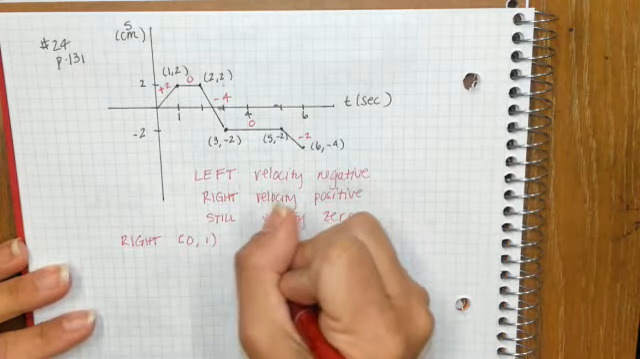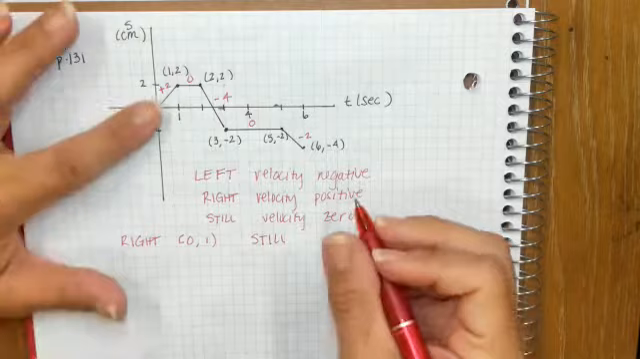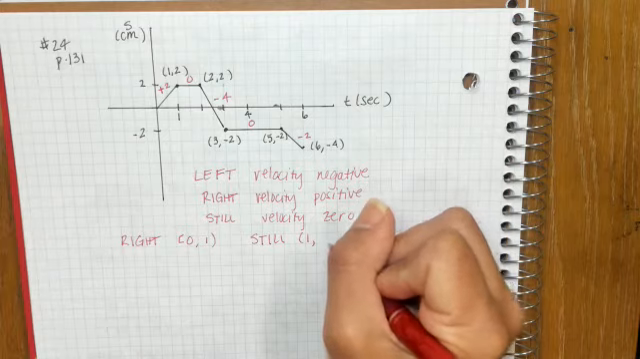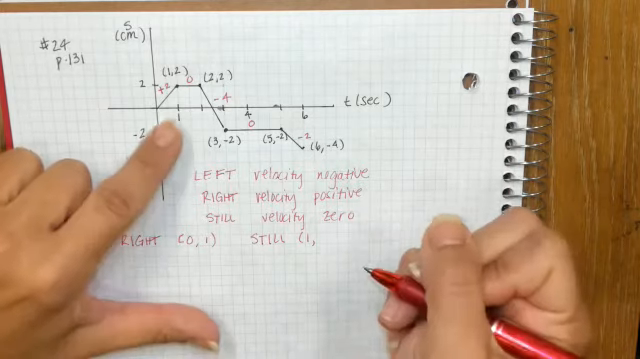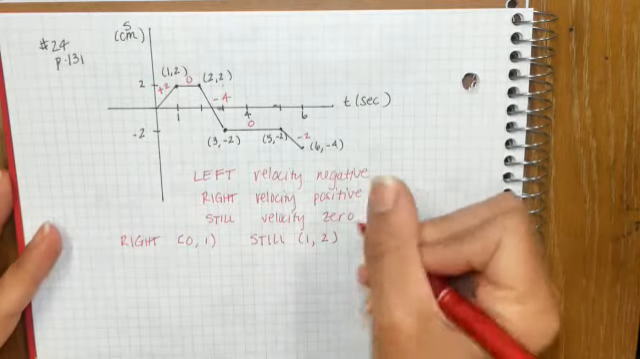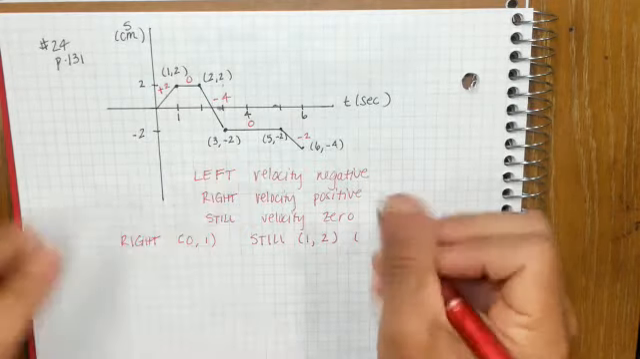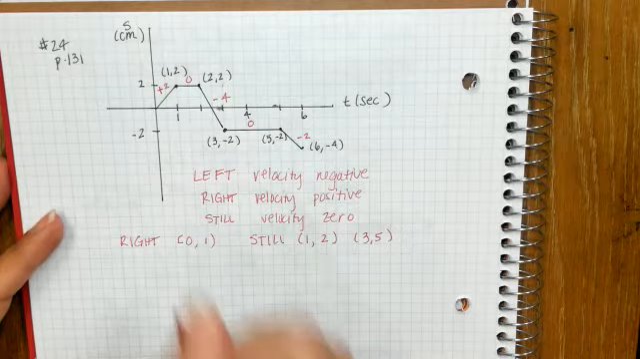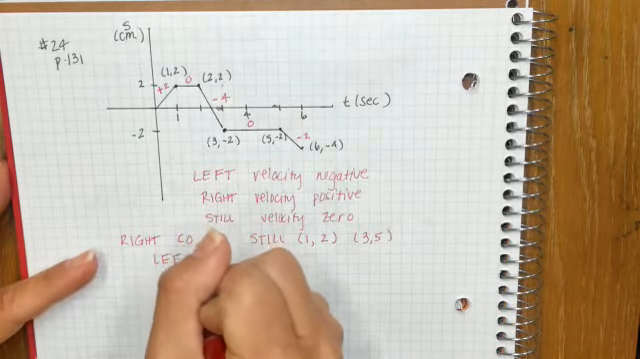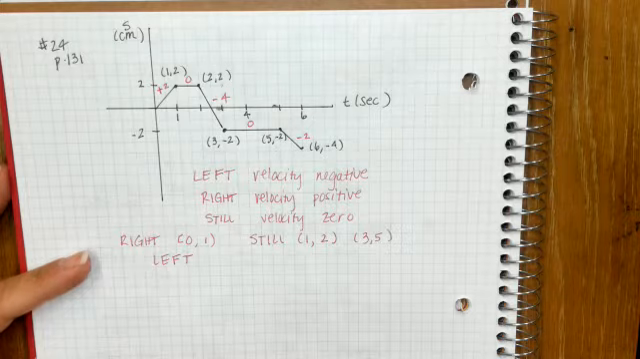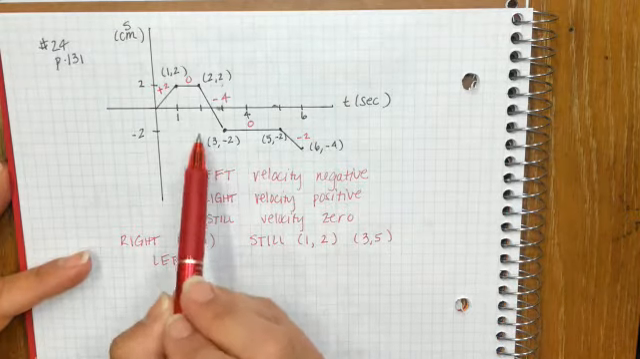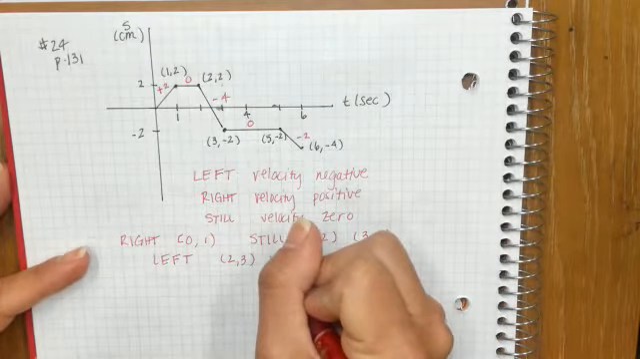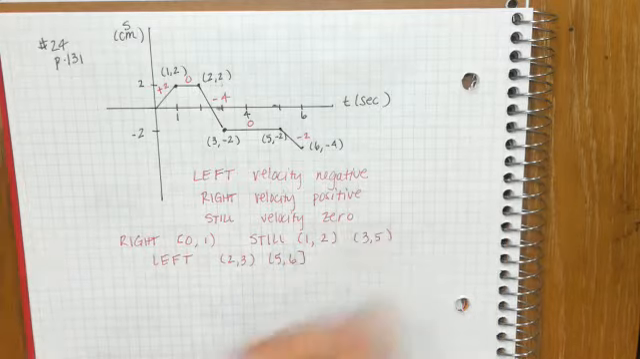It is standing still from 1 not included to, what is that, 3? Nope, from 1 to 2, as well as from x is 3 to x is 5. And then it is moving left when the velocity is negative. So the velocity is negative from 2 to 3, not included, as well as from 5 to 6, included.